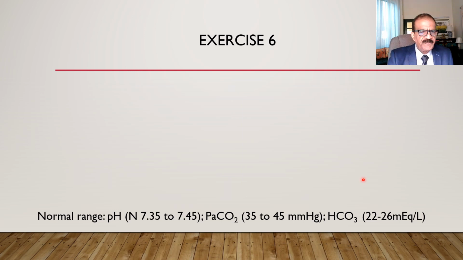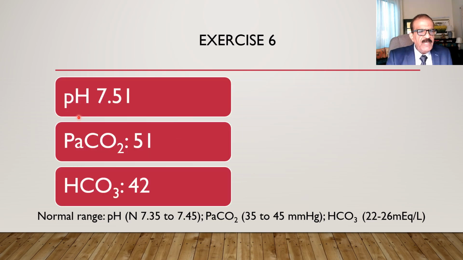Exercise number 6, pH 7.51 and PaCO2 51, HCO3 42. What is the primary problem? Acidosis or alkalosis? It is alkalosis. And can this increased CO2 explain this alkalosis? No, CO2 is an acid.